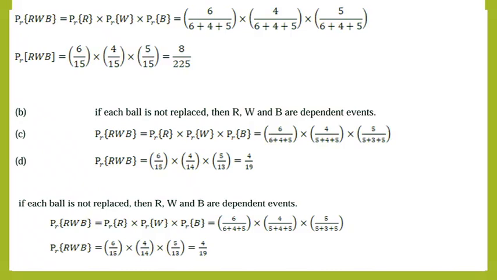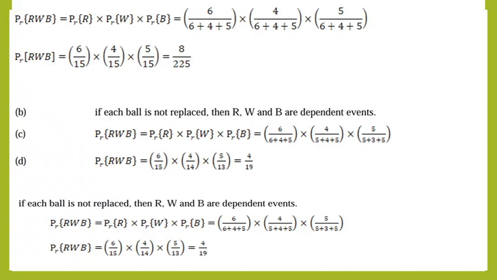8/225. Then for question B, if each ball is not replaced, then red, white and blue are dependent events. So the probability of red, white and blue will now be the probability of red times the probability of white times the probability of blue, which will give us 6/15 times 4/15 times 5/15. That one will give us 8/225.